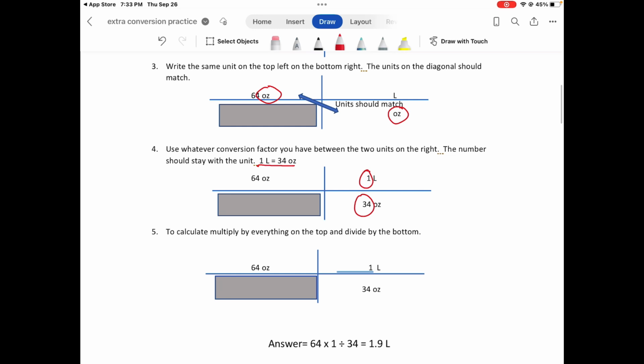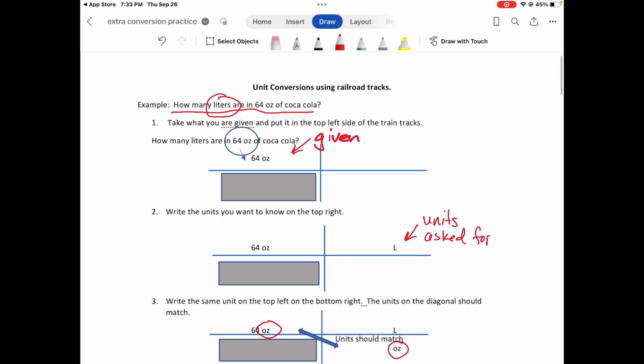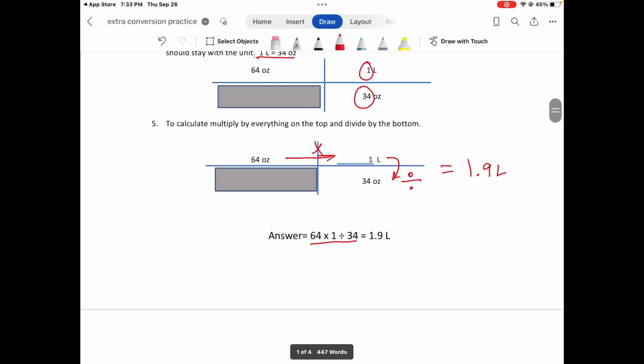Now to calculate this, you're going to multiply the two on the top. So we're going to multiply 64 times 1. Then we will divide by whatever is on the bottom. So we divide by 34. So we take 64 times 1 divided by 34, and that will give us the answer of 1.9 liters. Okay? All right, so that's how we do it.